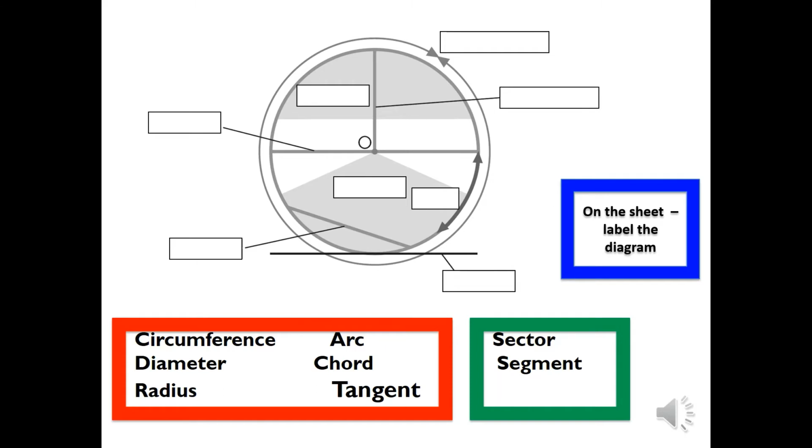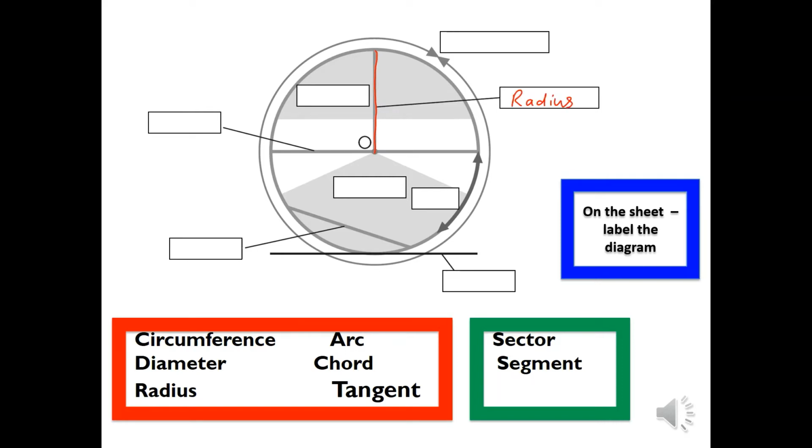The radius is the line formed from the center of the circle to any part on the arc, also known as the outer part of the circle. So the center of the circle to touching the line on the outside of the circle. This line formed between these 2 points is known as the radius. I'm going to label that the radius.